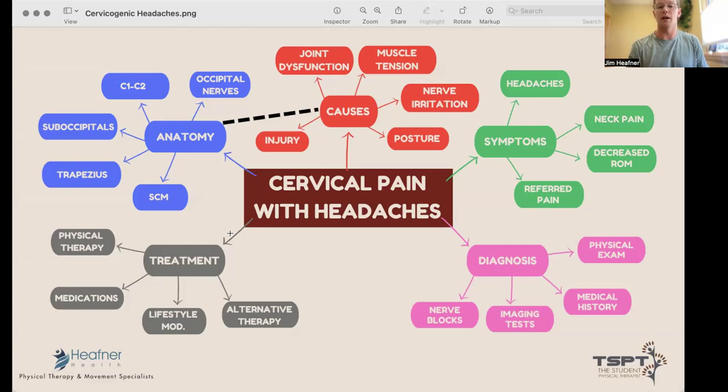But ultimately, when it comes to cervicogenic headaches, we've got to be thinking about the upper cervical spine, the C0, C1, and C1, C2 joints. We need to be thinking about thoracic mobility in the CT junction. We need to be thinking about scapular strength and mobility, neck range of motion. All of those things are going to be key in helping treat someone with cervicogenic headaches.